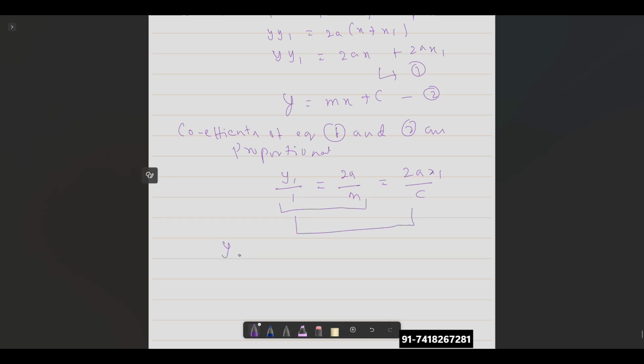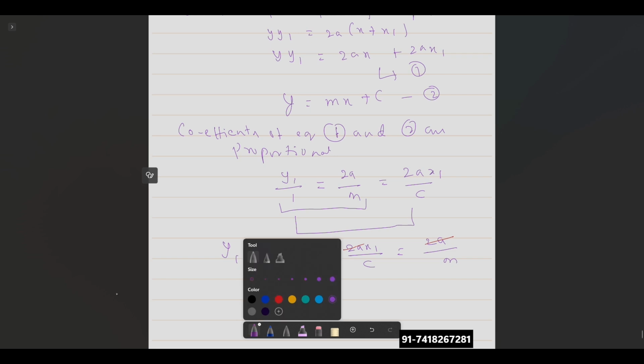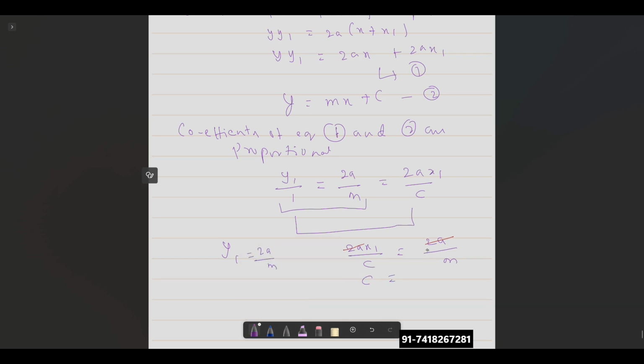That means y1 = 2a/m, and 2a x1/c = 2a/m. That means what? 2a will get cancelled, 2a will go off, then you will have c = m x1, so x1 equals c by m, right?